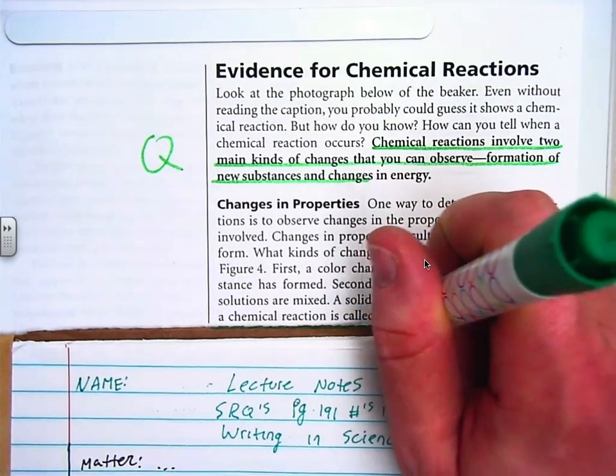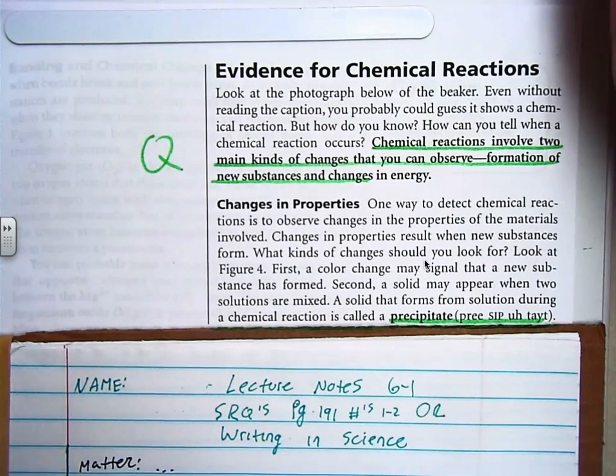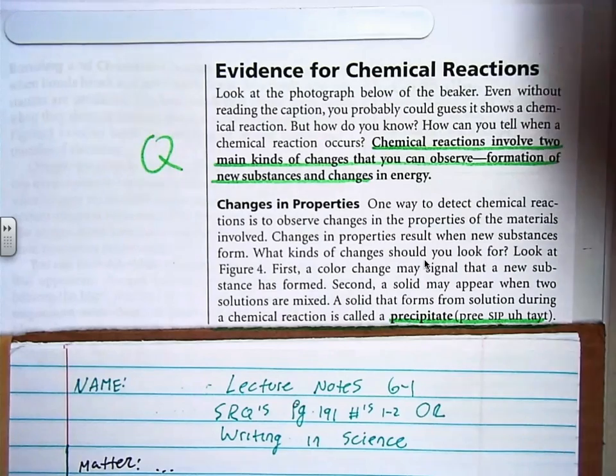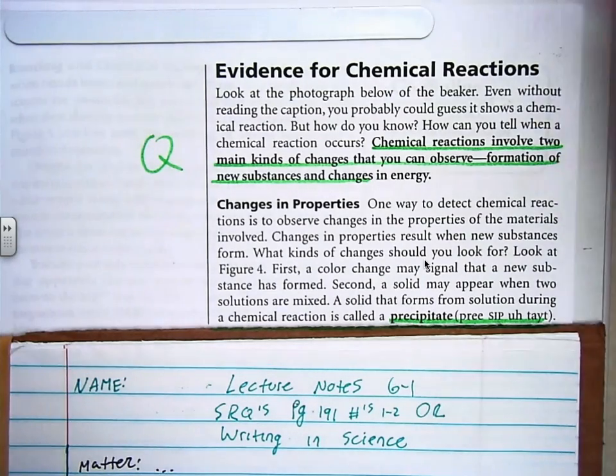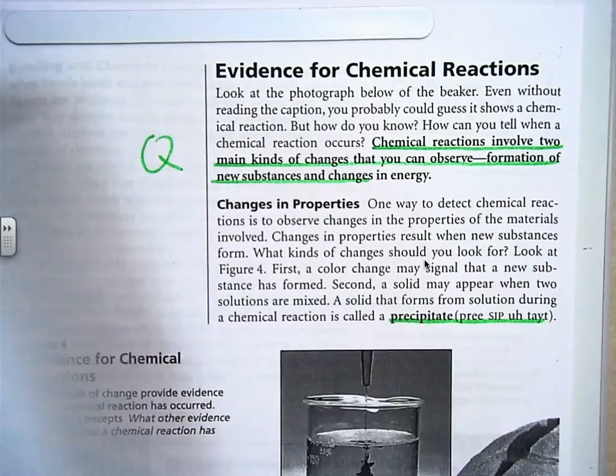Does that sound familiar to another word, precipitation, where rain is falling down? Precipitate means to fall out or to come out of. And so, when a solid precipitates out of solution, you're probably pretty sure that a chemical reaction just happened.